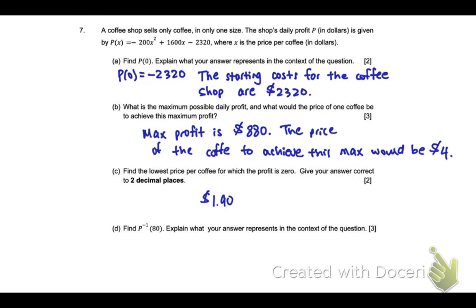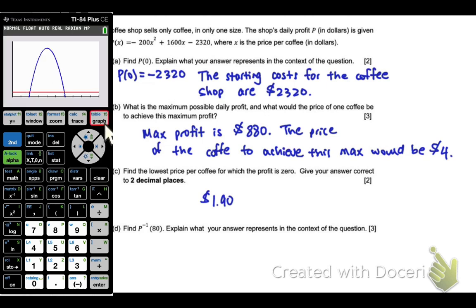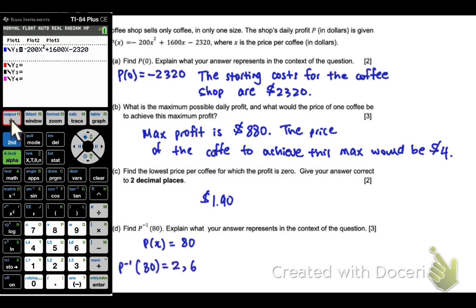question. So we have another inverse question, and this 80 represents the output value, which means a profit of 80. So we're asked to figure out what the original price of the coffee has to be in order for the shop to make a profit of 80. In our graphing calculator, we can actually go back into our y equals setting and look for when profit is 80. So we can draw a line at y equals 80, and we can see that there's actually 2 solutions here.